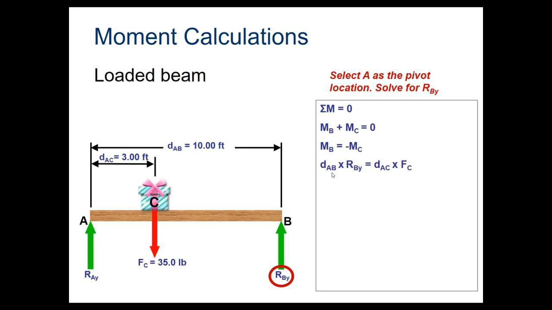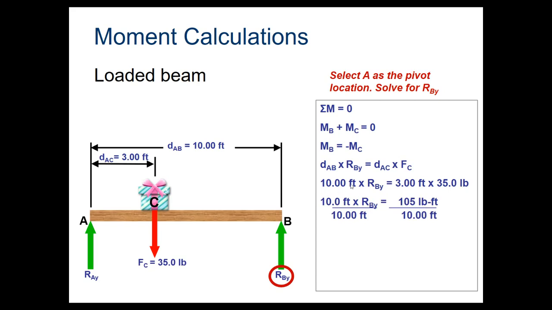And so we'll plug in what we know. We know our distance AB. We don't know RBY. We know our distance from A to C. We know our force at C. So we can plug in all those numbers. So we have 10 times RBY equals 3 times 35. And that's the moment caused by this present here at C. And you'll get your value, which is going to be 105.